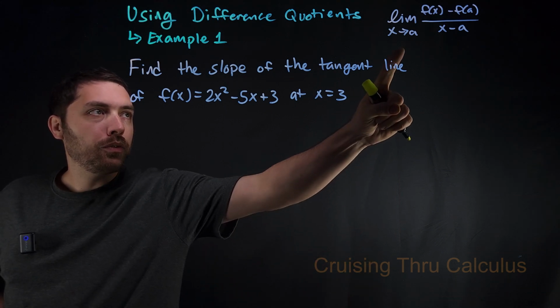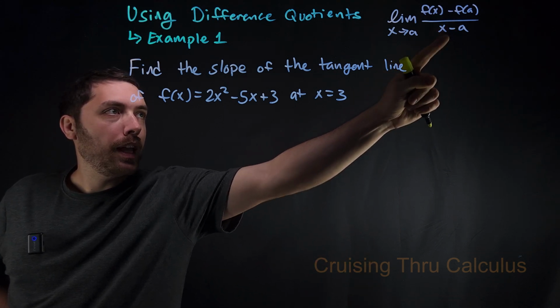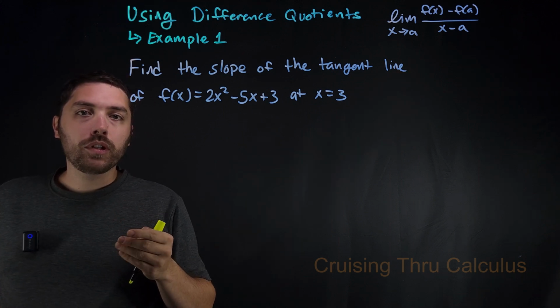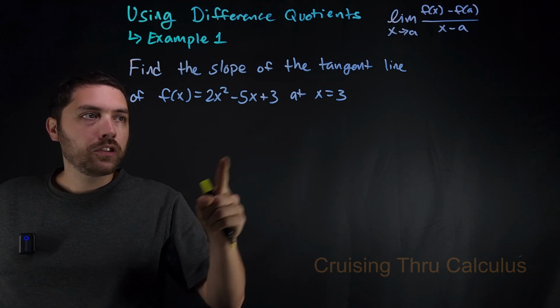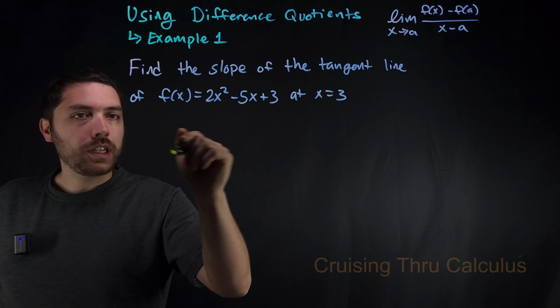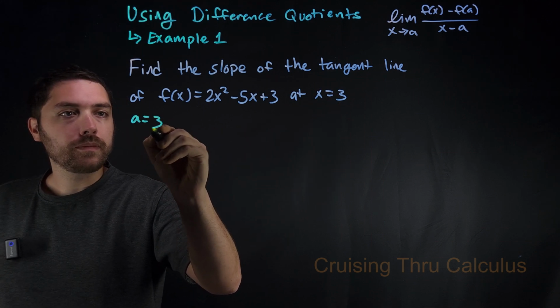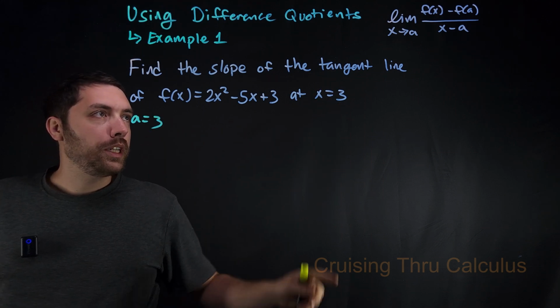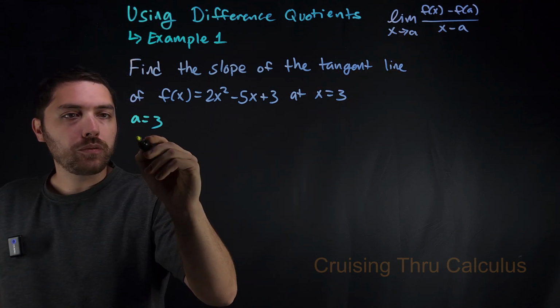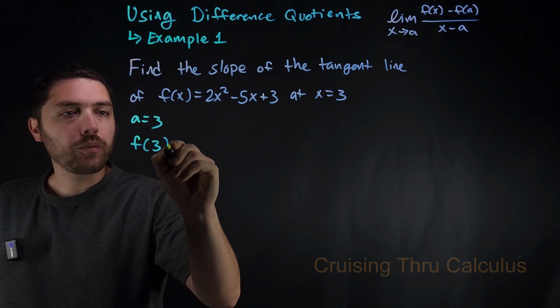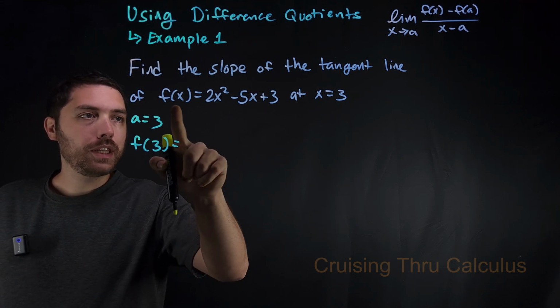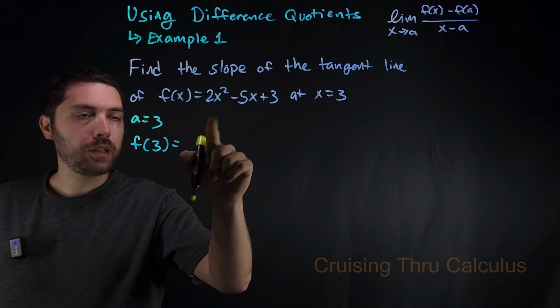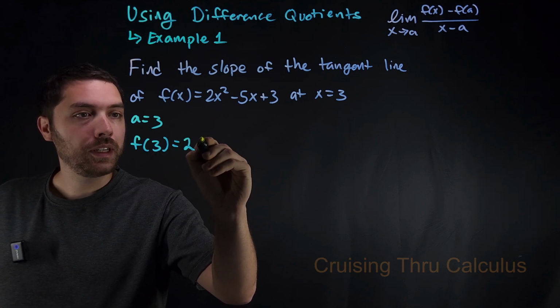If you look up at our difference quotient formula, we have f of a and a. Those are going to be the values that we are approaching. So here, a is going to be equal to 3. Now, we need to figure out what f of a is equal to. In other words, I need to figure out what f of 3 is equal to. They did give me this function right here, so I'm going to take 3 and plug it in. Let's see what we get.